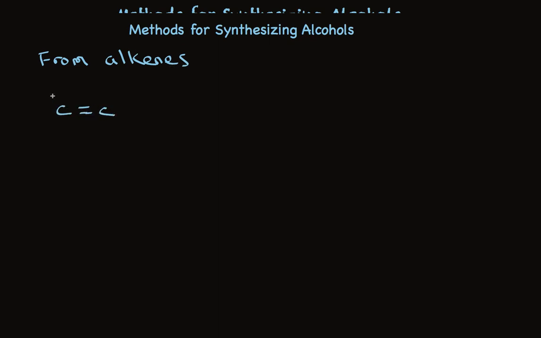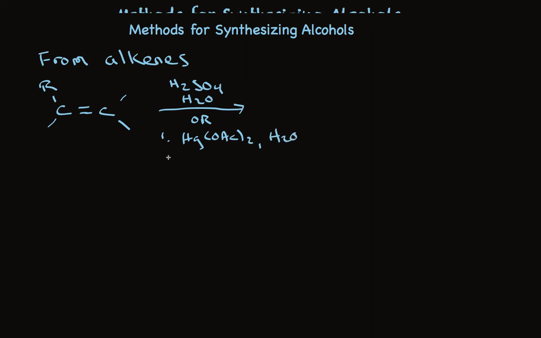I'm going to put the R there to make sure we realize that this carbon is more highly substituted than the other one. And remember that if we use sulfuric acid with water or treatment of the alkene with mercuric acetate and water, the second step is reduction. We add water to the double bond and the hydroxyl group ends up on the carbon that is more highly substituted. That's the Markovnikov addition.